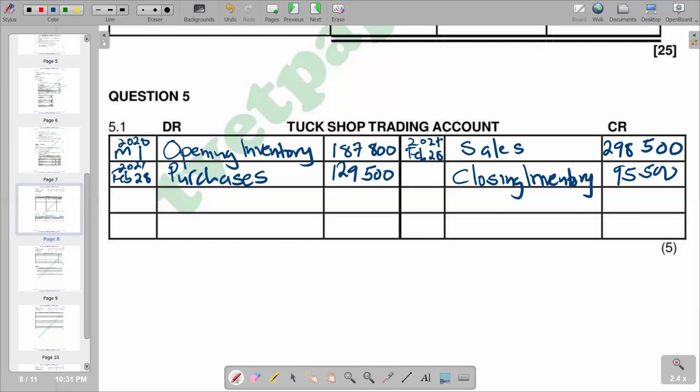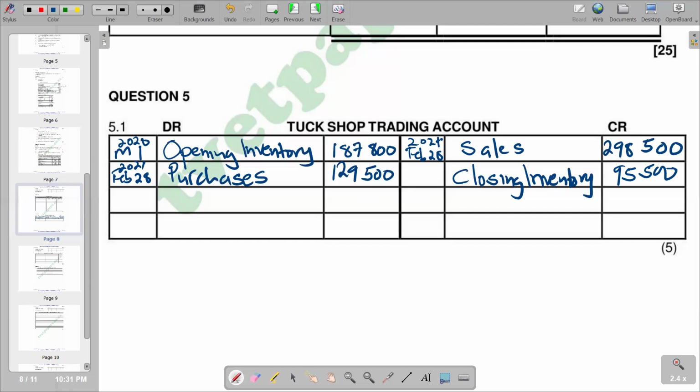So we can just take note that in terms of our debits, the only item that we put on the first day of the year is the opening inventory. The other entries are presented at the end of the period, which in this case we put February 28, 2021, representing all other transactions. So now the balancing figure is one that is supposed to be transferred to the income and expenditure account.